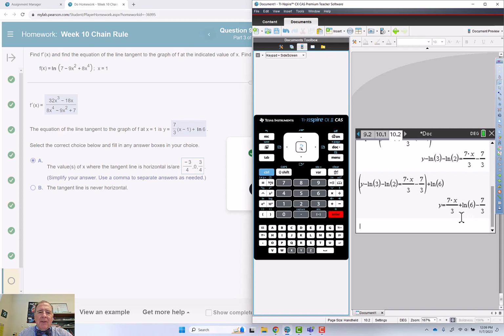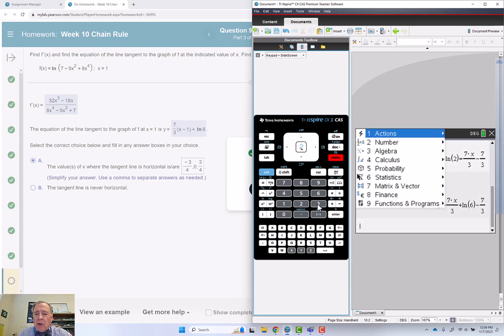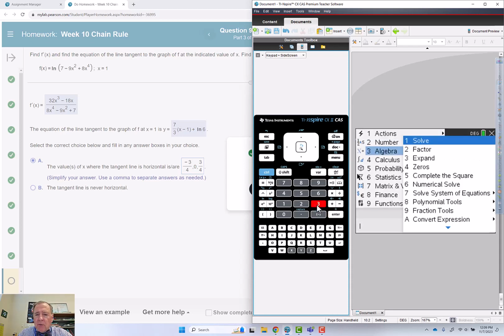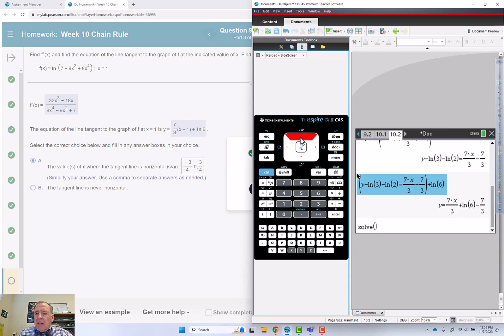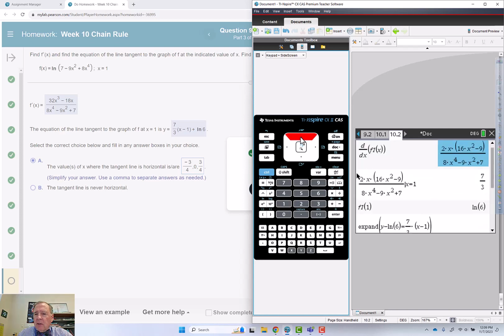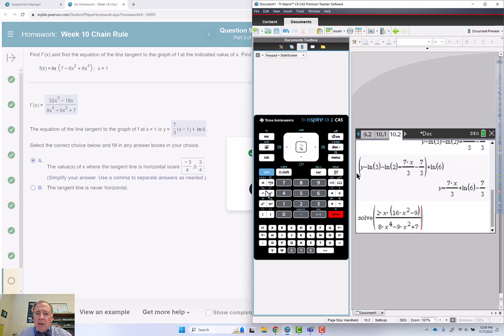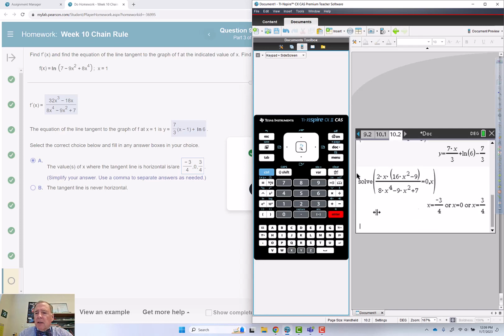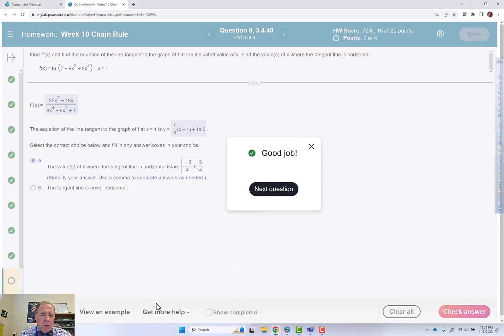And now to get the last part, we need to take the derivative, set it equal to 0, solve for x. So menu 3, solve. Going to go up and get the derivative, set that equal to 0, tell it to solve for x, and we get negative 3/4, 0, and 3/4. We got the problem right, both by hand and with the calculator. That concludes this video.